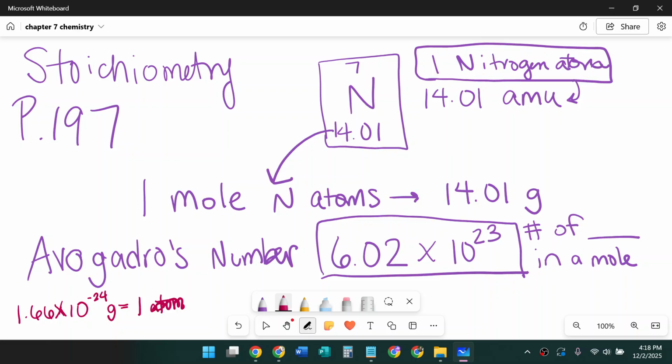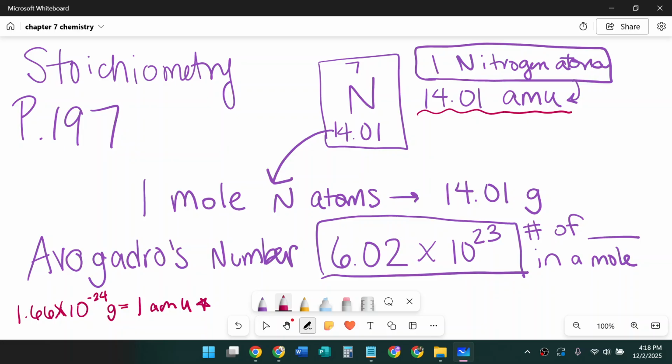Or, sorry, not 1 atom. Here we said 1 AMU. So like up here we had, on average, 1 nitrogen atom is 14.01 AMU. If we wanted to put that in grams, we could multiply that number of AMU times this number down here, and we would get how many grams an average nitrogen atom was.